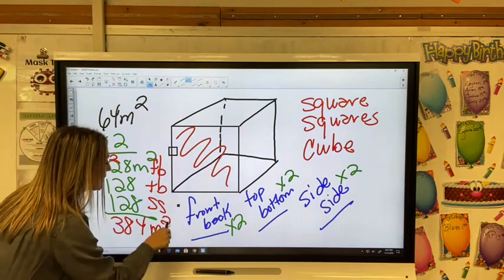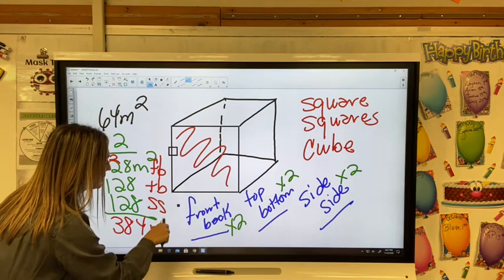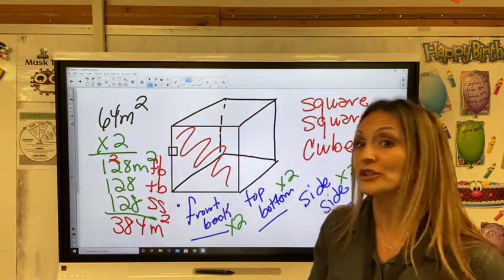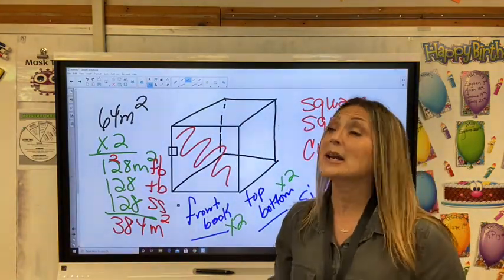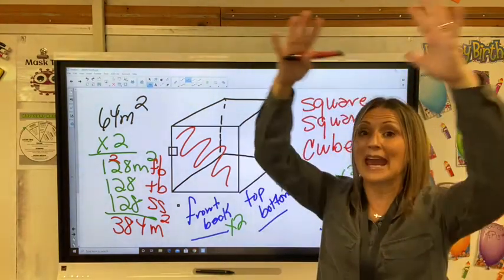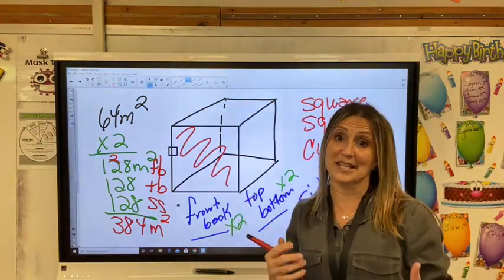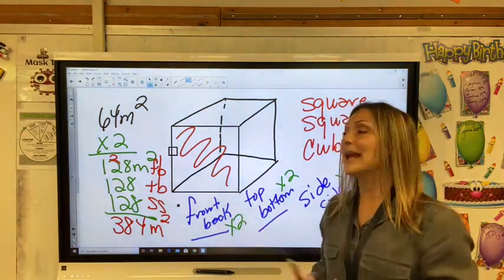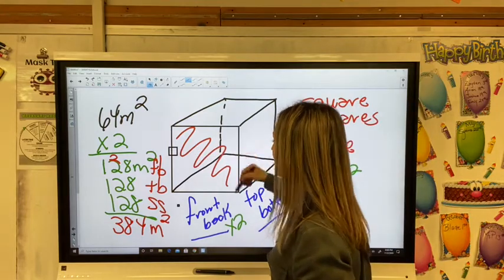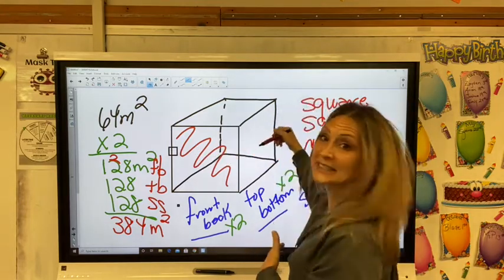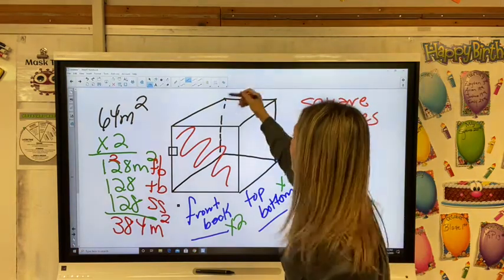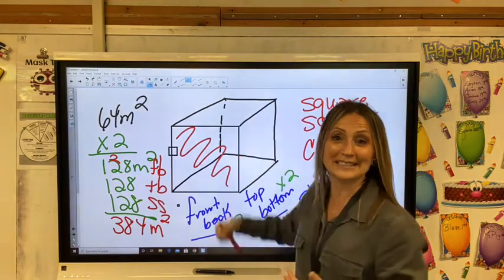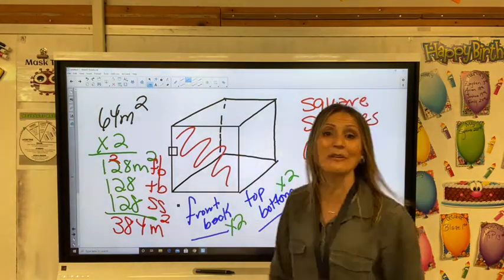Oops, yes, squared. I just erased it again. 384 meters squared. Why is it squared? Because you still found the area of all of the surfaces in that lovely figure, sixth graders. So 384 meters squared. That means there's 64 in the front, 64 in the back, that's 128. There is a 64 on the top, 64 on the bottom, 64 on the side, and 64 on the side. And that's how we find the surface area.